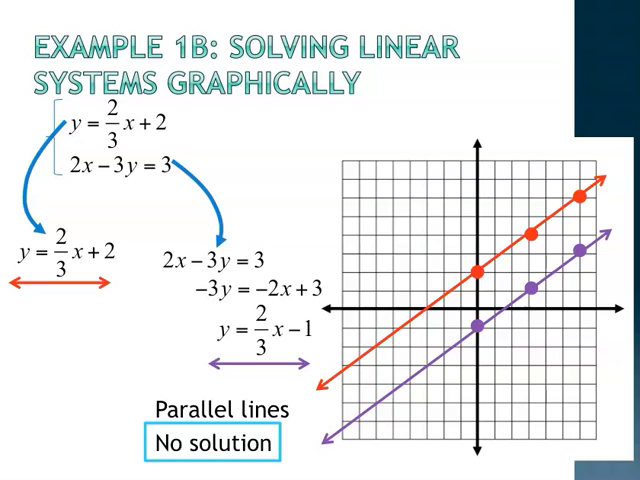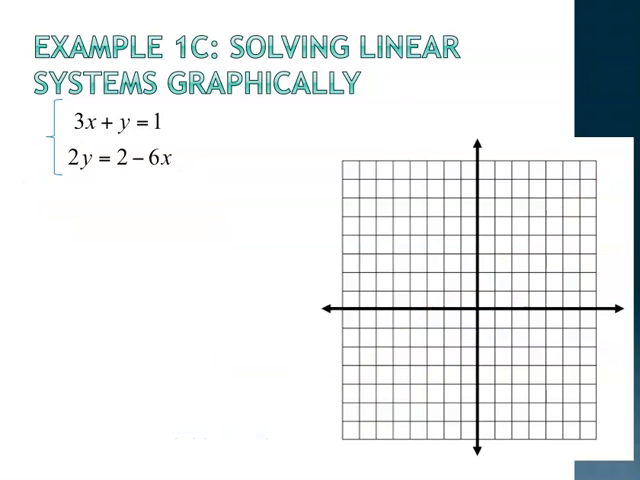Let's do the next one. 3x plus y equals 1, and 2y equals 2 minus 6x. Let's take the first one there, and we get y by itself. So we subtract 3x from both sides. So now we have y equals negative 3x plus 1.